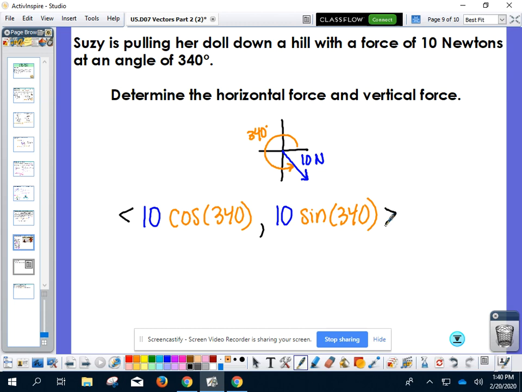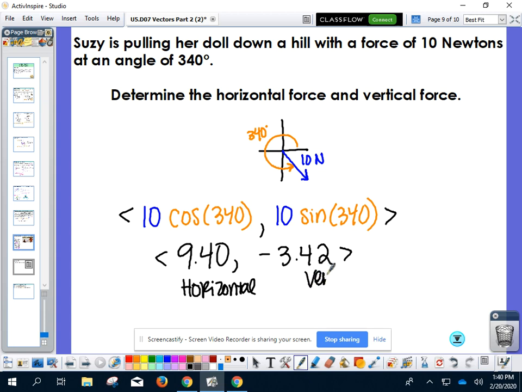We enter those two things into the calculator and we get 9.40 for our horizontal component, and we get negative 3.42 for our vertical component. So here I could label this as horizontal, and this one would be vertical. Again, this vector makes sense because this is a vector with positive x, negative y that terminates in quadrant 4. Same thing for this direction angle. It terminates in the 4th quadrant.